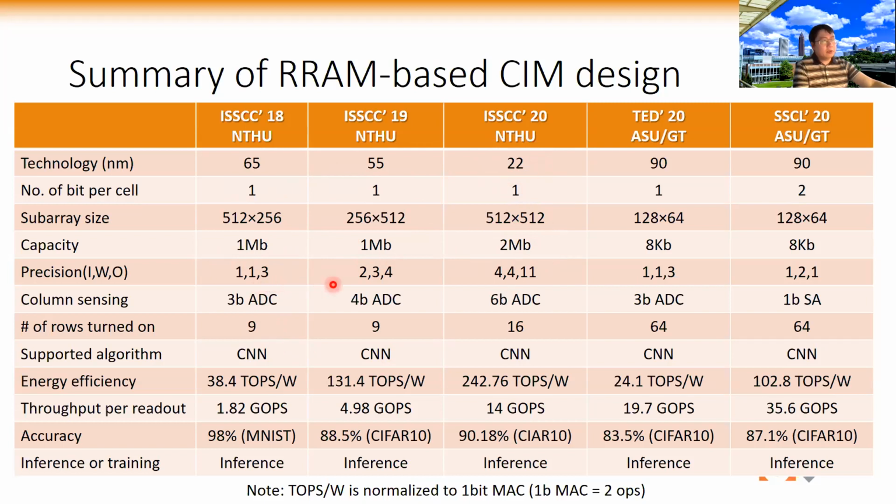Here we can also support different precisions using different kinds of ADC. The number of rows that can be turned on can vary. Some designs can only turn on 9 rows, some designs can turn on 64 rows. The energy efficiency is also normalized to 1-bit MAC. As you can see here, the energy efficiency is actually worse than the SRAM-based design for most of the RRAM designs here.